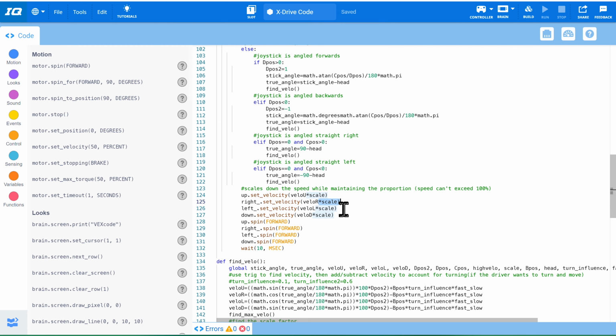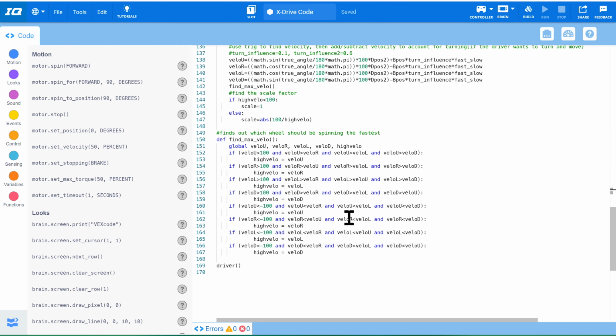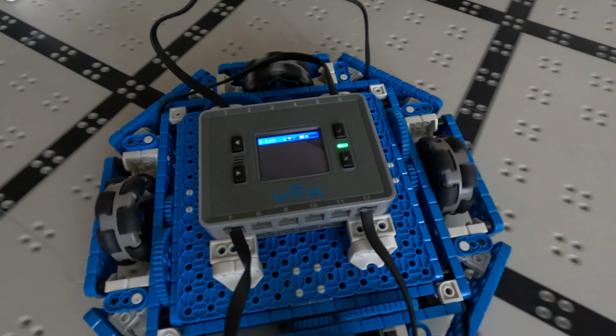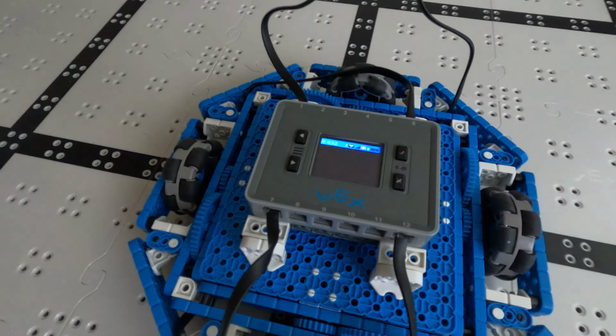If you want to check out the code for yourself, I'll have it in the description down below. So that sums up my X-Drive explanation. Hopefully you found this interesting.